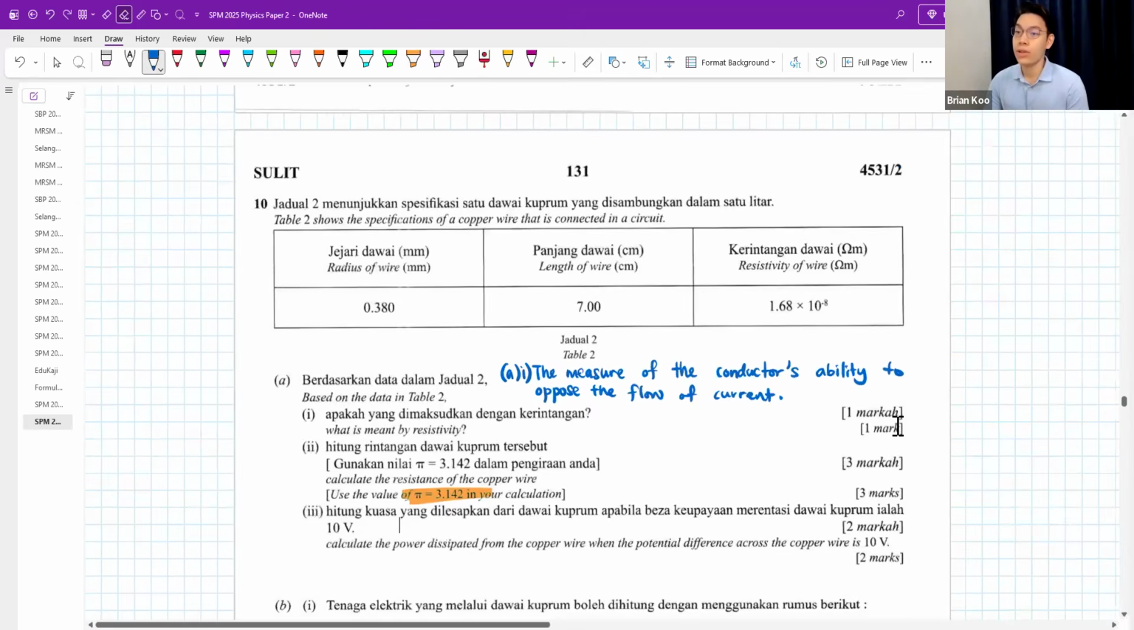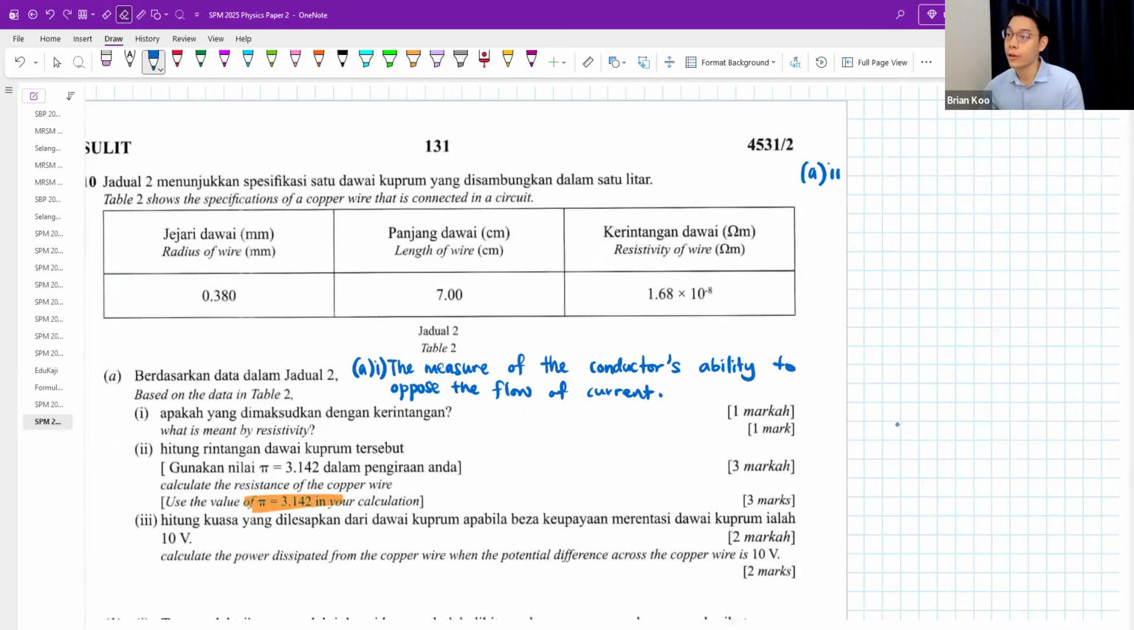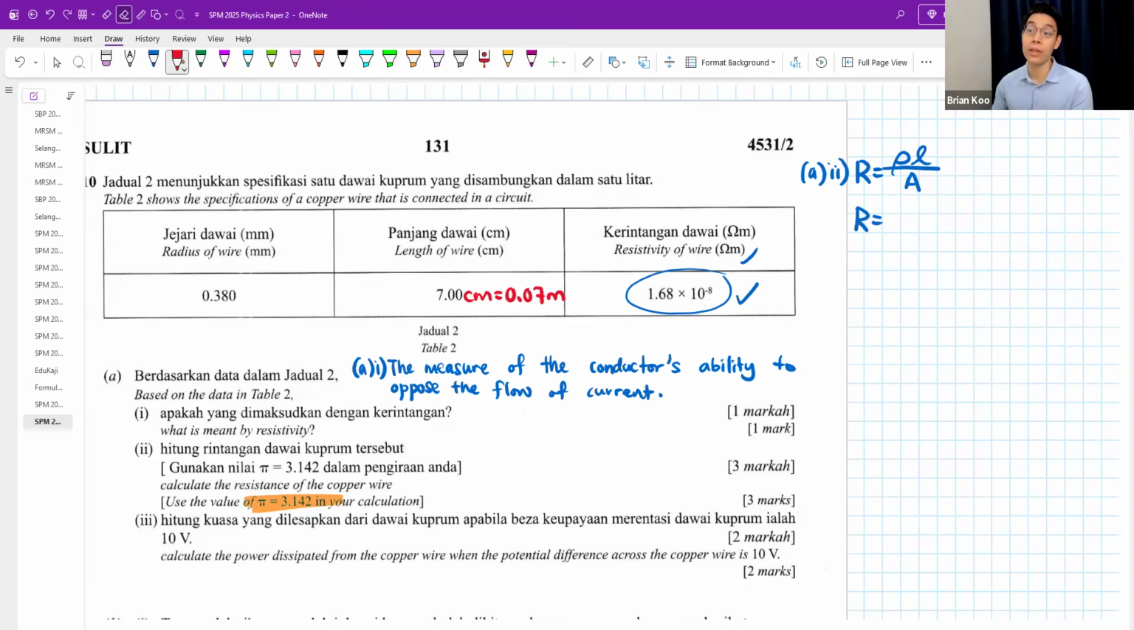The only issue is the units and also the area they didn't give. Resistivity, you can use straight away in ohm meter. The length, you have to change to meter. So 7 cm would mean it is 0.07 meter. You have to divide by 100.